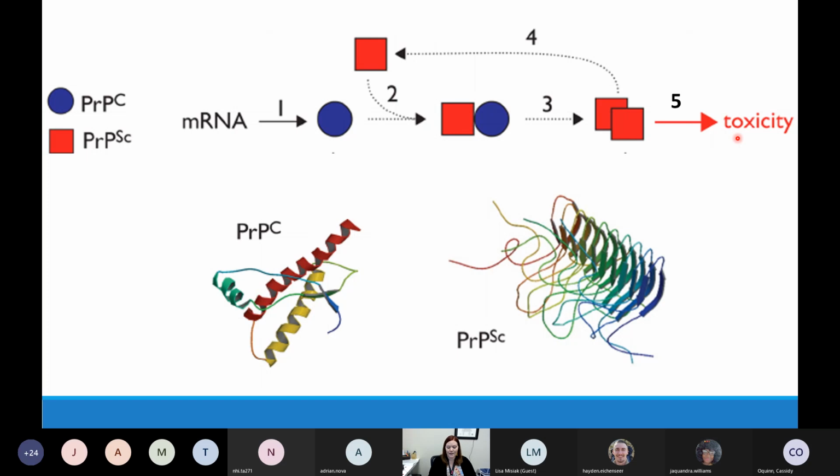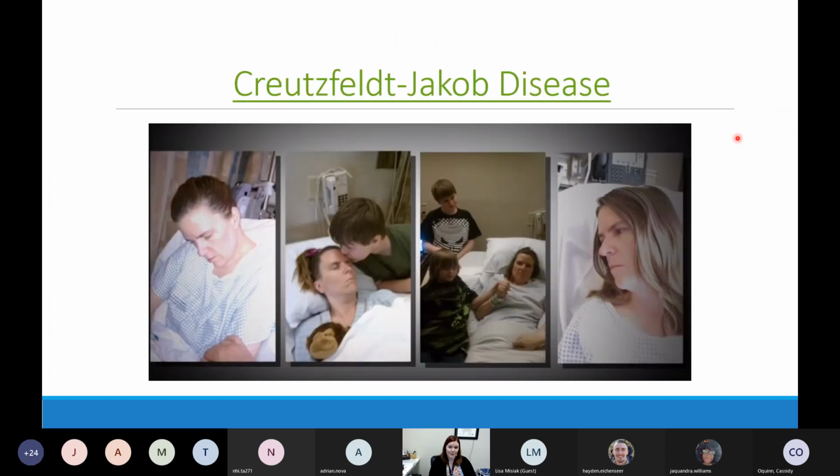So in the disease that you're going to be learning about this week in your application activity, called Creutzfeldt-Jakob's disease, when you look at slices of the brain from people who have this disease, they literally have holes in places in their brain where there used to be neurons. But there aren't neurons there anymore because those neurons were killed by all the proteins that are formed incorrectly.